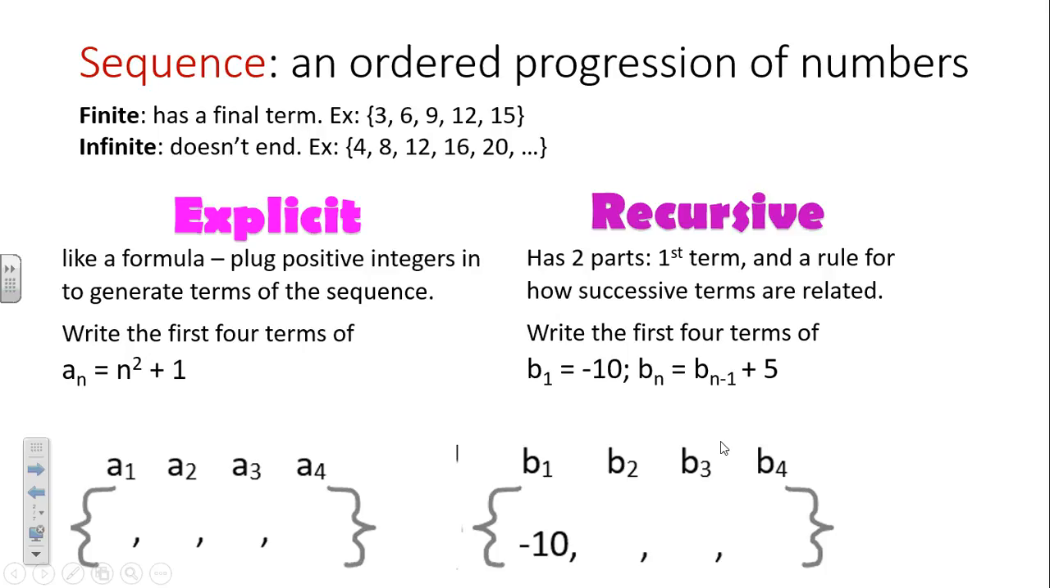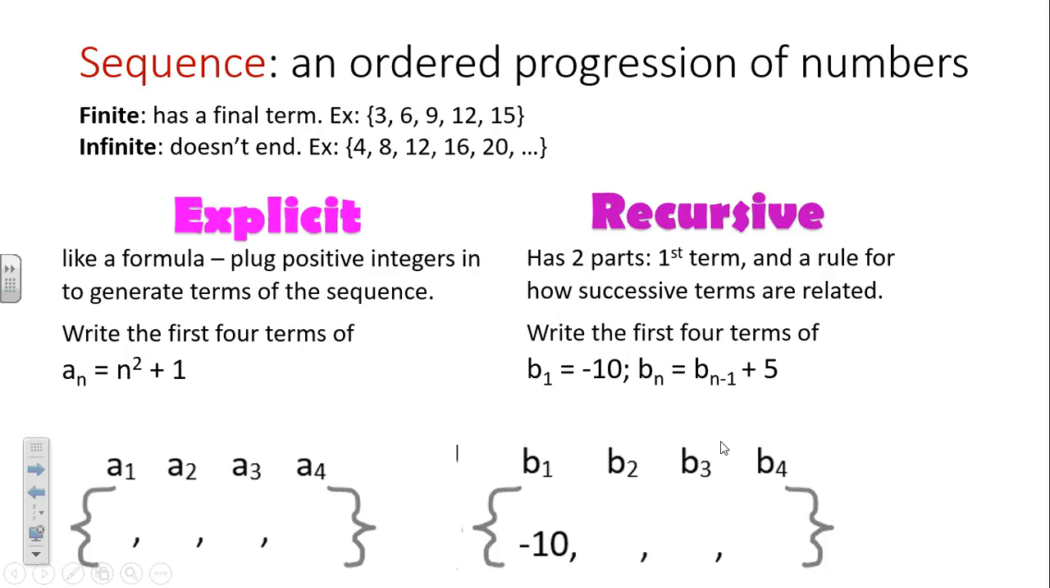So we have two ways that we can name a sequence. One of them is an explicit notation, and the other one is a recursive formula. Okay? The explicit is a lot like a formula. You plug in numbers and you get output. In goes the input, out comes the output. Recursive is based on the previous things that you had, the previous numbers. So let's talk about explicit first.